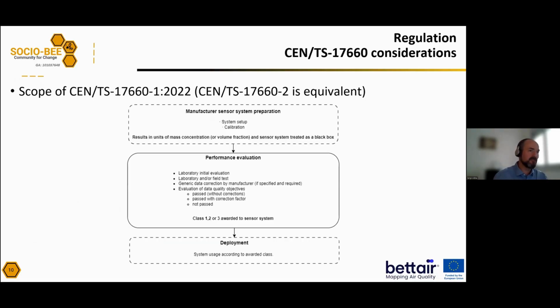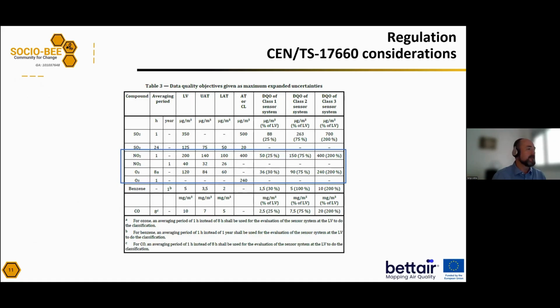Class 1 would be an indicative system. Class 2 would be an objective estimation, according to the slide I presented before. And class 3 is regarded as citizen science instruments, which are not fit for regulatory purposes.